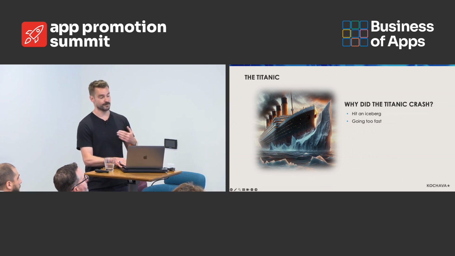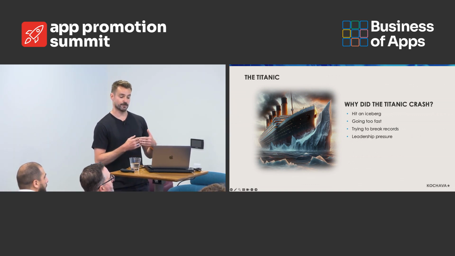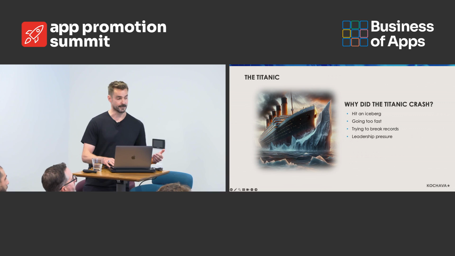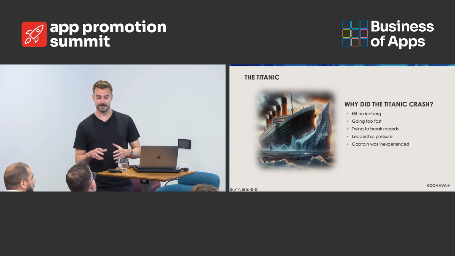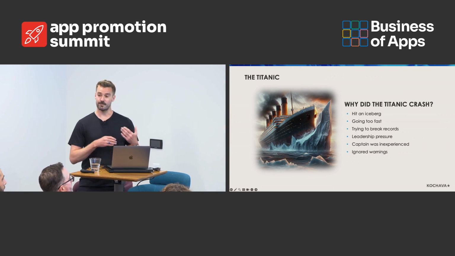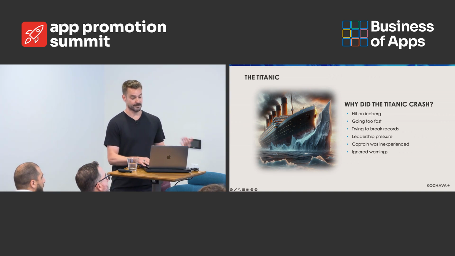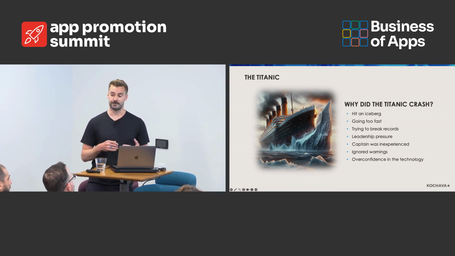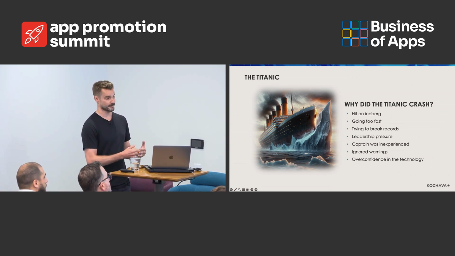They were trying to prove that the Titanic, the biggest ship in the world, was also the fastest ship in the world. It was trying to break records because the leadership team of the Titanic was putting pressure onto the captain. The captain was relatively inexperienced. He was an experienced captain, but no one had ever captained a ship as large as the Titanic. So they ignored multiple warning signs that there were lots of icebergs in the area. The reason why they ignored those is because they had overconfidence in the technology of the Titanic. They thought it was indestructible. They thought it was unsinkable.